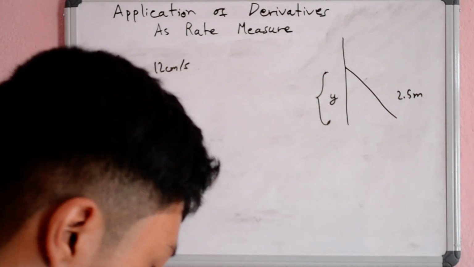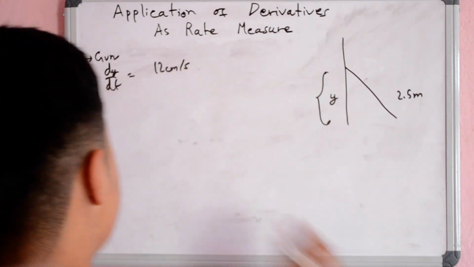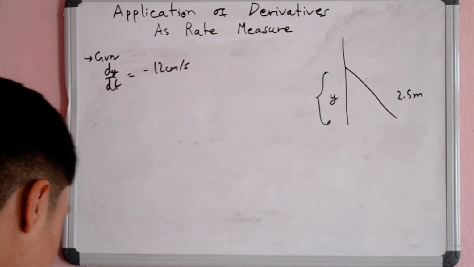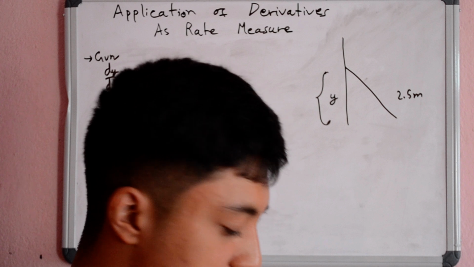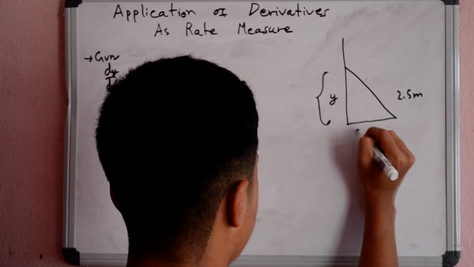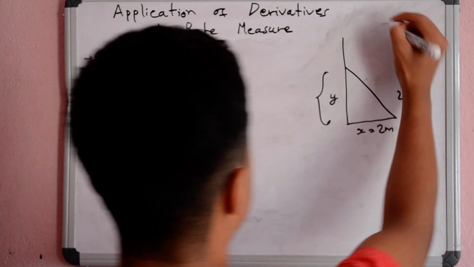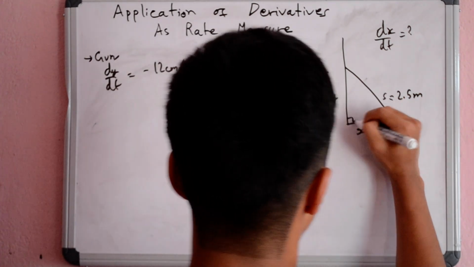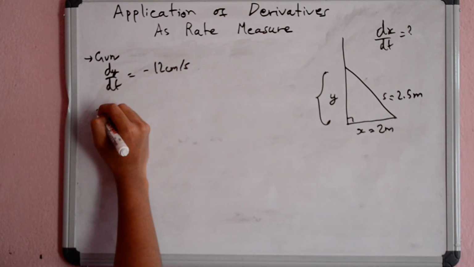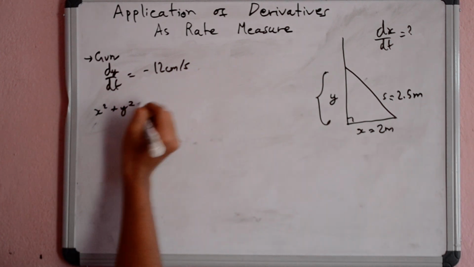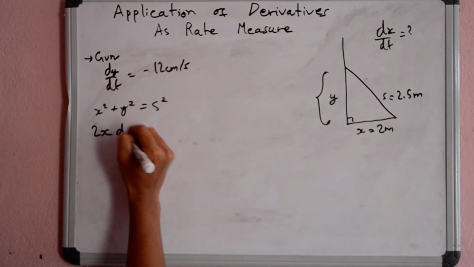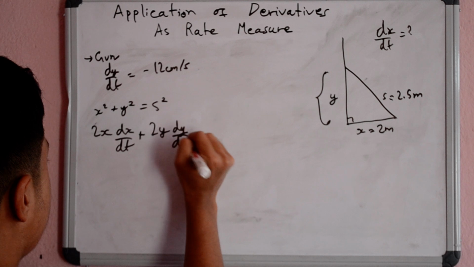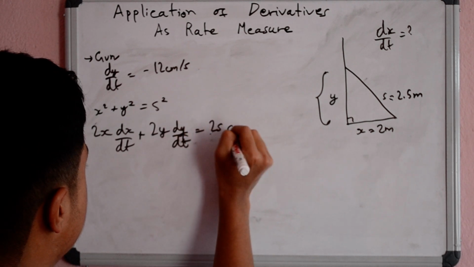But here it has given us that the top slides downwards. That means it is minus, because the length actually decreases over time. So we have to find the speed of the lower end when it is 2 meter from the wall. So let's say this is x. We have to find dx by dt. Let's say this is s, and again we have a Pythagoras theorem. So here x square plus y square equals s square. So 2x dx by dt plus 2y dy by dt is equal to 2s ds by dt.